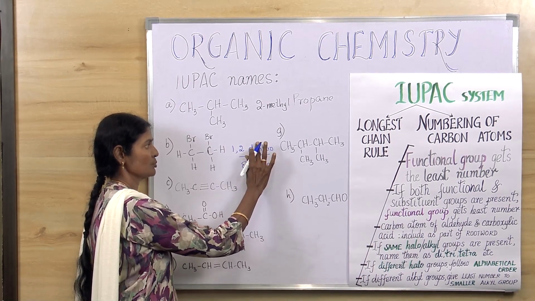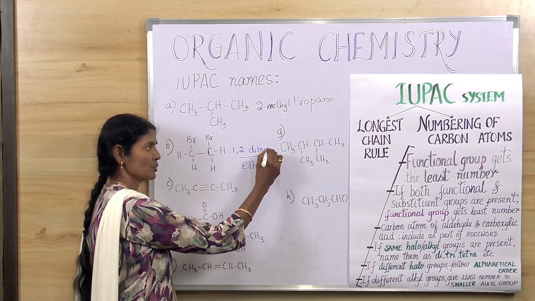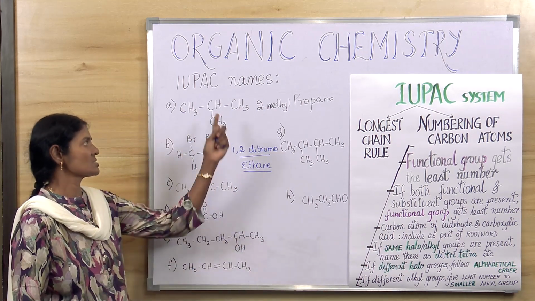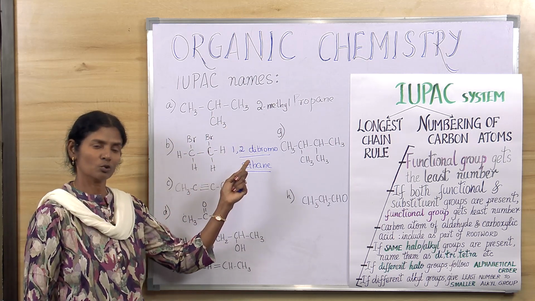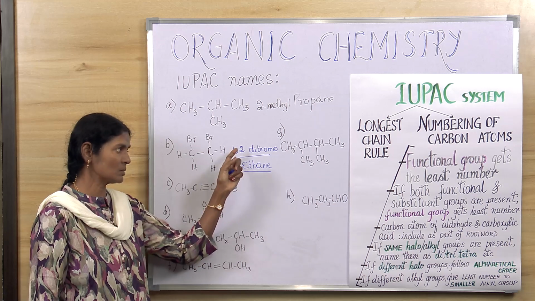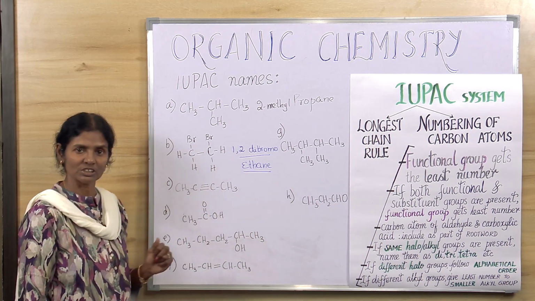dibromoethane, sorry, this is Br, therefore dibromoethane. This is the bromo group in the first as well as in the second position. So 1, 2 dibromoethane.